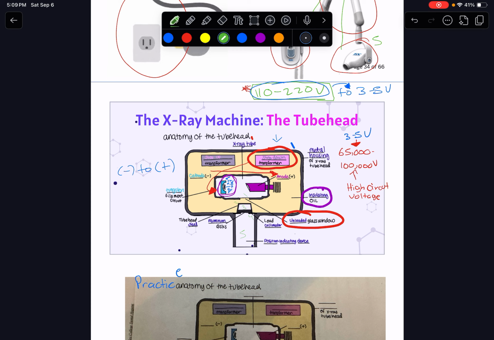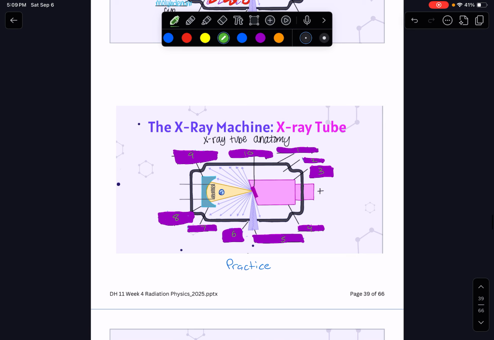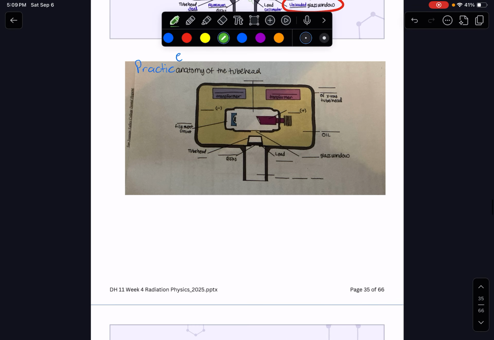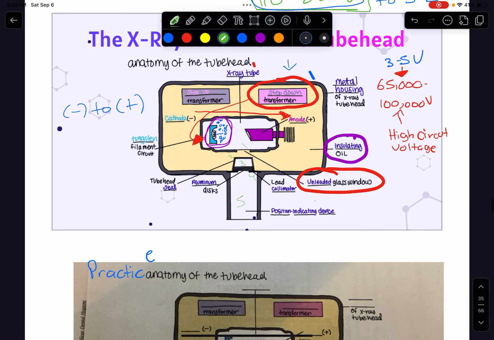Once it goes to the anode, remember the leaded glass, once it goes to the anode, it's going to target the target filament, which is the tungsten target, which is right here. When it goes to the tungsten target, it is going to scatter everywhere. That's where those little arrows are. But because it's made out of glass, it's going to keep it in that tube head, and it's only going to come out from that little window. Okay, that little window here. And that's where the order comes from.